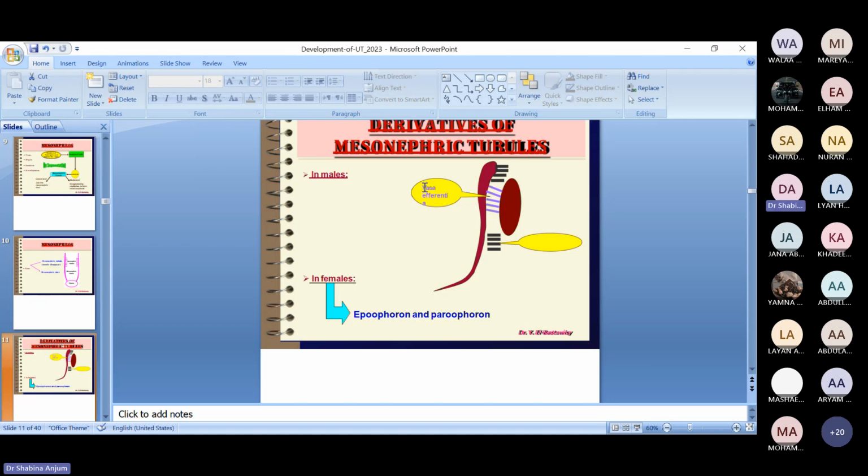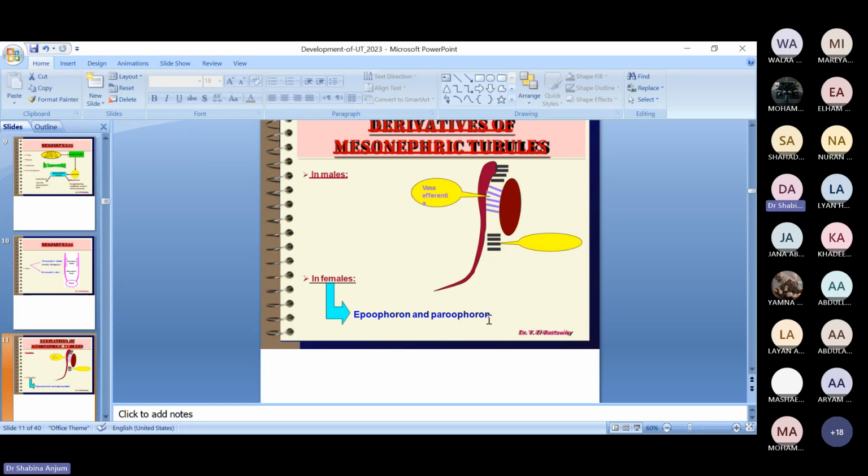Okay, and what about in the female? In the female, they will form the epiphoron and paraophoron. Do you remember these terminologies, epiphoron and paraophoron? Yes or no? Yes, girls? Anyone remember this terminology from your life cycle? No?